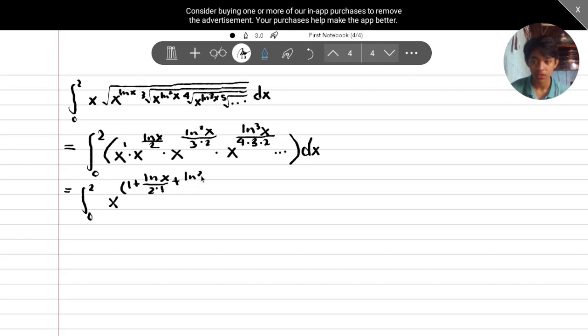So the next term is ln squared of x all over 3 times 2 times 1, and the fourth term is ln cube of x over 4 times 3 times 2 times 1, and etc. So this is now an infinite series, right? So since this is an infinite series, we wanted to find the pattern that is taking place in this case.